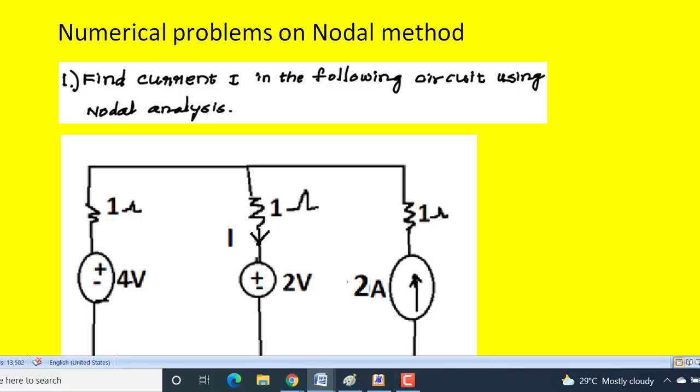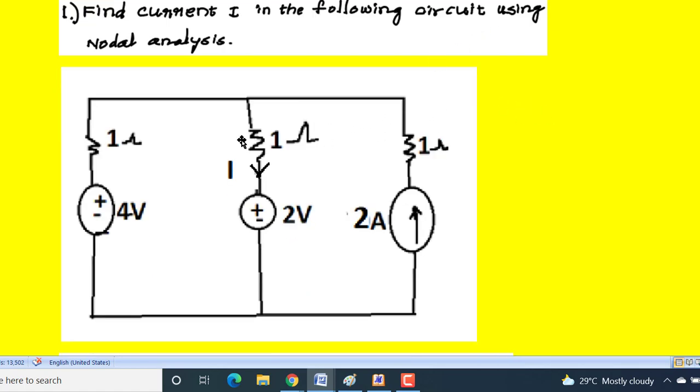Friends, today I will discuss the numerical problems on the Nodal method. Before we solve the problems based on the Nodal method, let me discuss node, minor node, major node, non-reference node and reference node. A node is a point where a minimum of two elements are connected together.